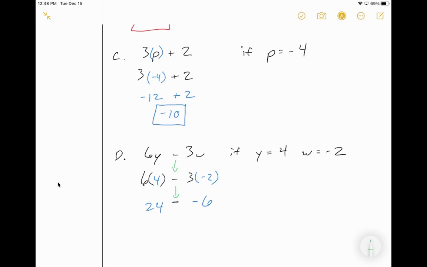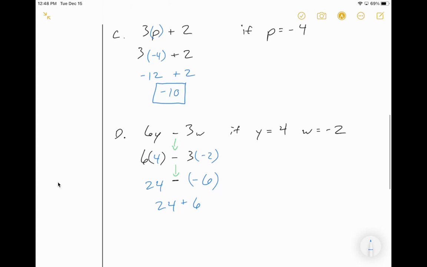It doesn't move anywhere. All right, so now I have to understand I've got minus, I've got to do keep, switch, change here. 24, keep, switch, and change is actually 24 plus 6, which gives me 30.